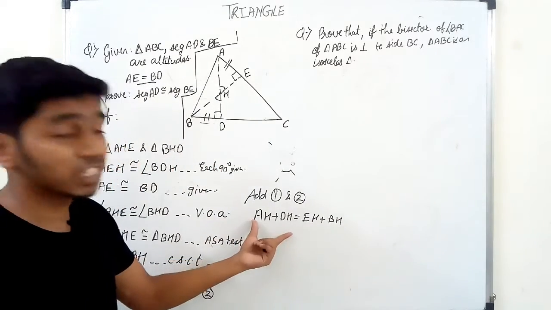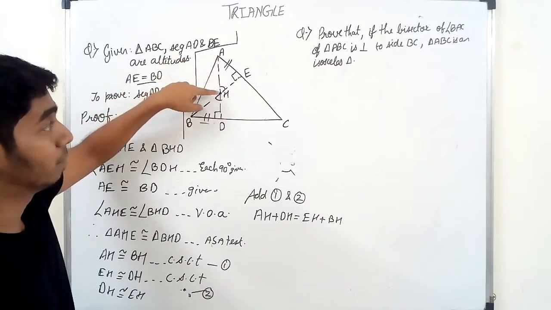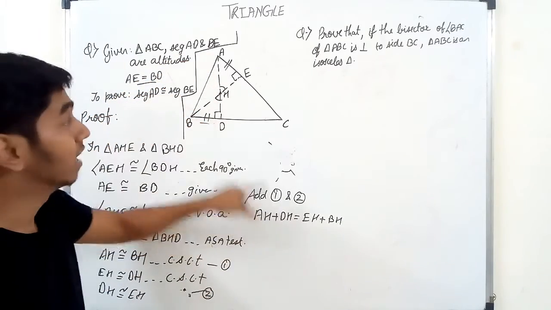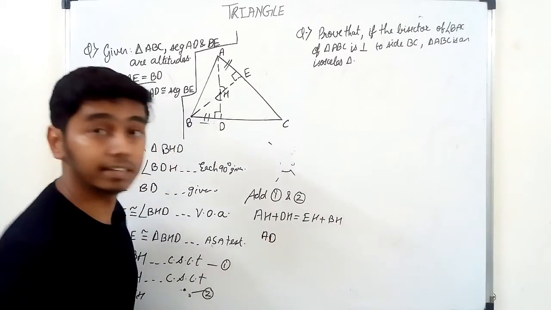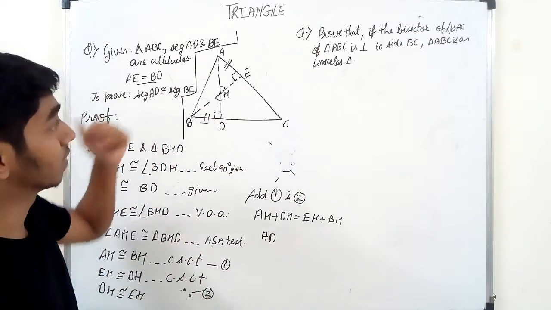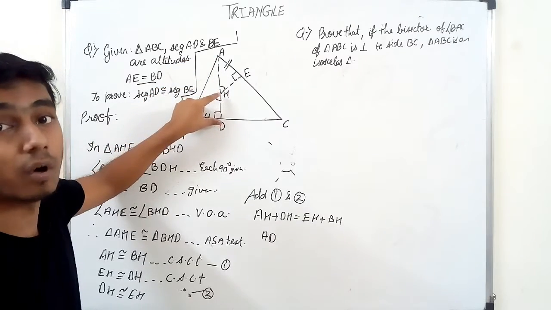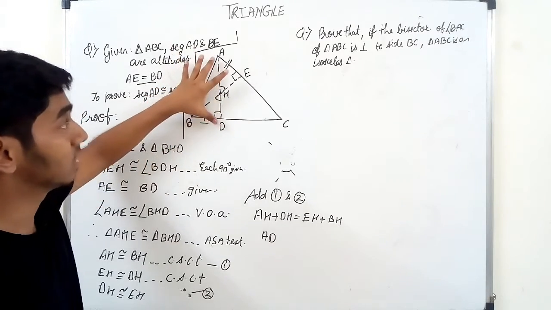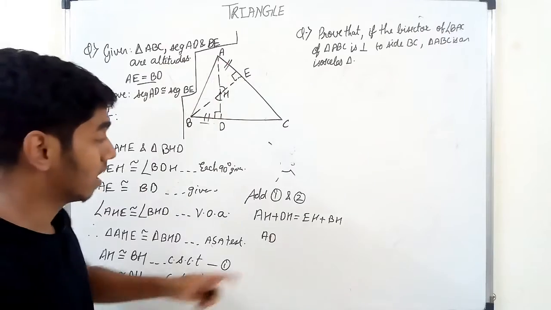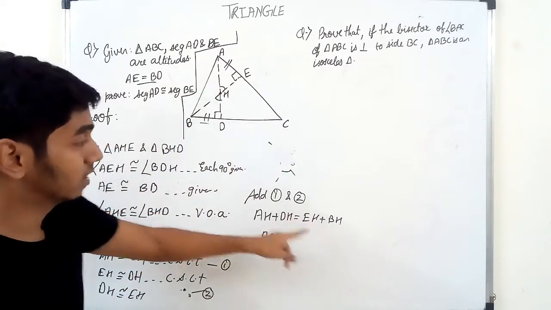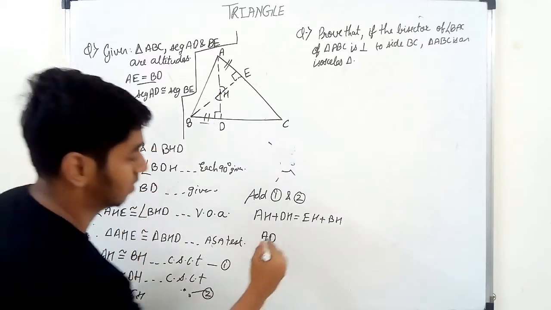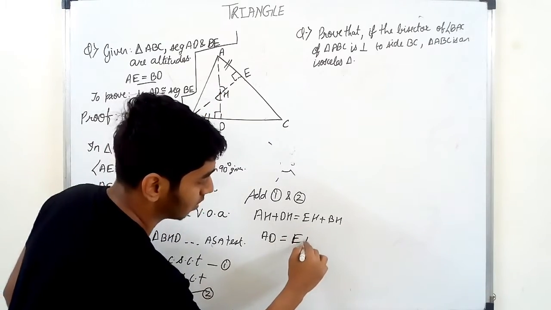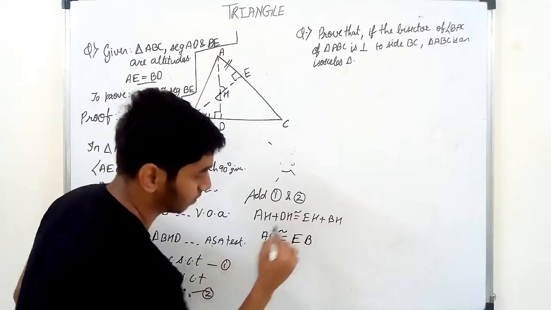So if you see AH plus DH, AH plus HD or DH, it is AD. So we can say this is AD. Yes or no? Because it is giving us AH plus HD or DH, so it is the whole which is AD, and also EH plus BH, so it is actually EB. So this is equal to EB or congruent.